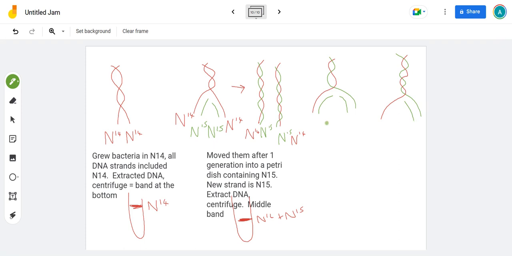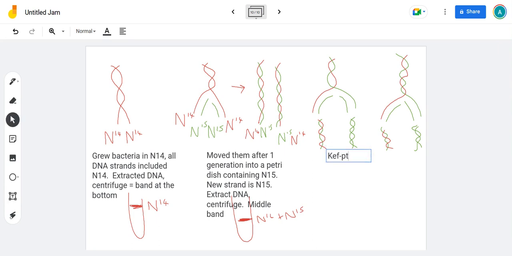I'll draw the new ones underneath. So this one is half green, half red, but this one is green and green. This one's green and green. This one's green and red. So you can see that we've got two bands going to come when we centrifuge it this time.